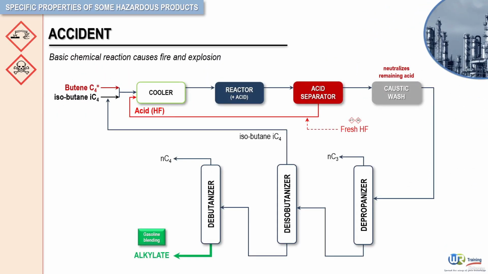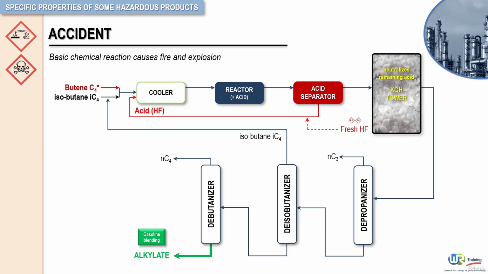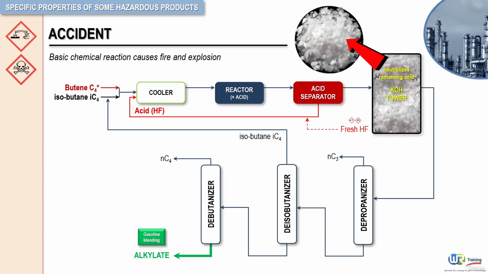A hydrofluoric acid alkylation unit, as depicted here, had been modified by replacing the liquid caustic neutralizer with a tower containing solid potassium hydroxide. On the day of the incident, the hydrofluoric acid tower was not operating satisfactorily. Although the unit operators were aware of this, they did not know the implications and the corrective actions to be taken, since the operating manuals had not been updated to reflect this process change.